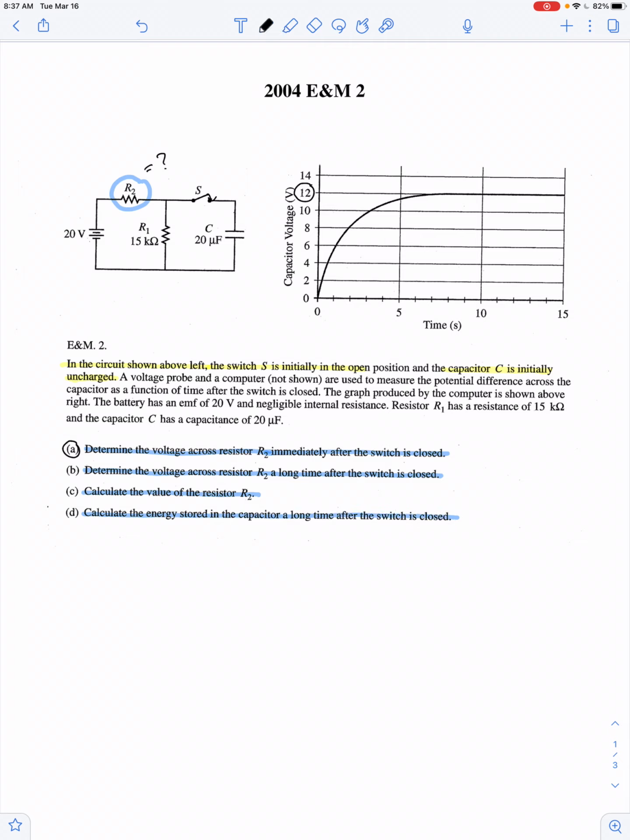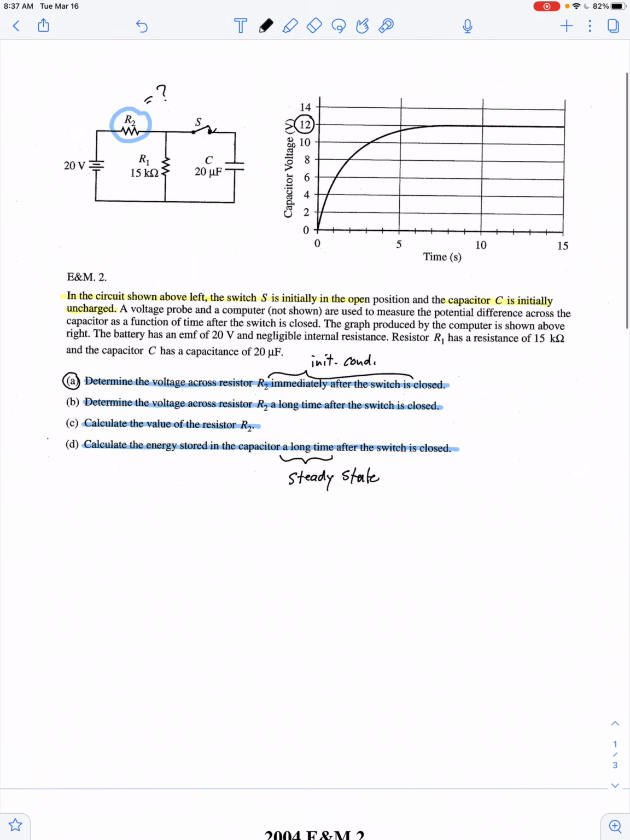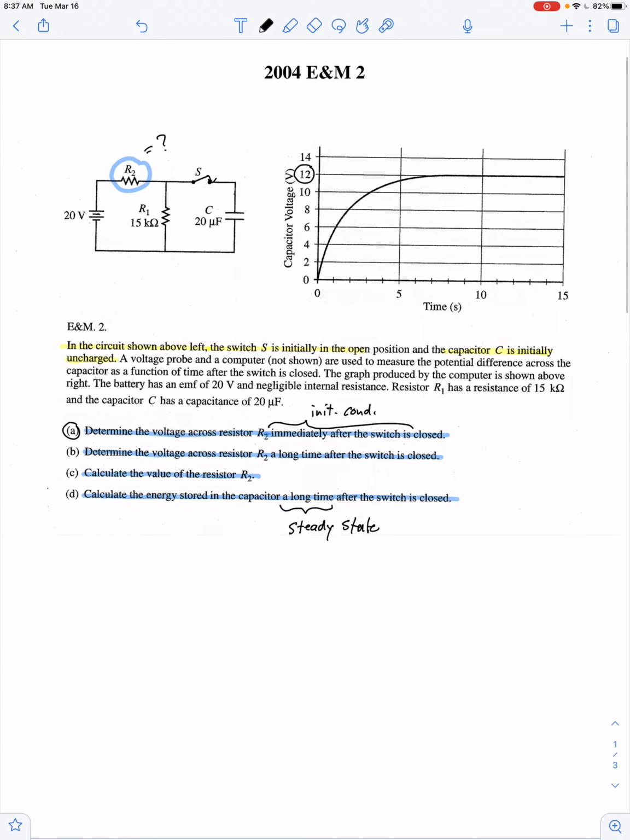So we keep hearing this phrase, after a long time. We can translate that as steady state. If we see a phrase like immediately after the switch is closed, the translation is initial condition. Actually, the problem doesn't end here. There's a part E, but we'll get to that. Okay, so back to just our conceptual level understanding of how a circuit like this behaves.